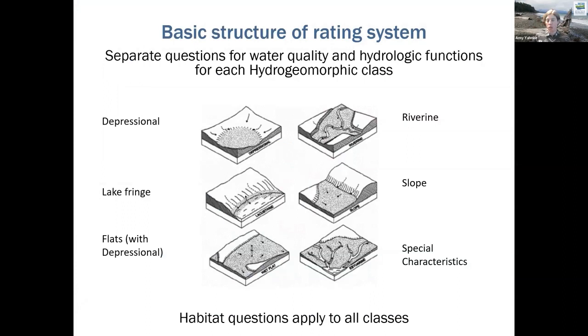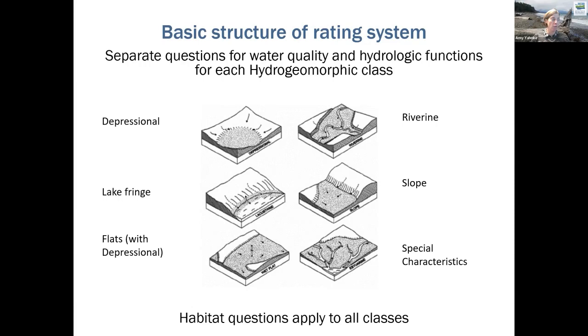The rating system is structured based on hydrogeomorphic classes of wetlands. So that's a way of classifying wetlands into different groups based on the landscape position, the water source, and how water moves in and through the wetland. When a wetland is rated for water quality and hydrologic functions, a different form is used based on these different hydrogeomorphic classes. For example, if you're rating a depressional wetland, you would use the form with the questions that were designed to address functions and values of depressional wetlands.